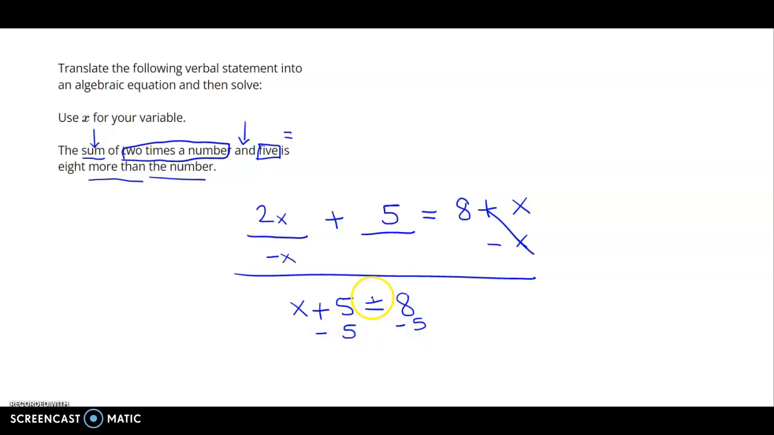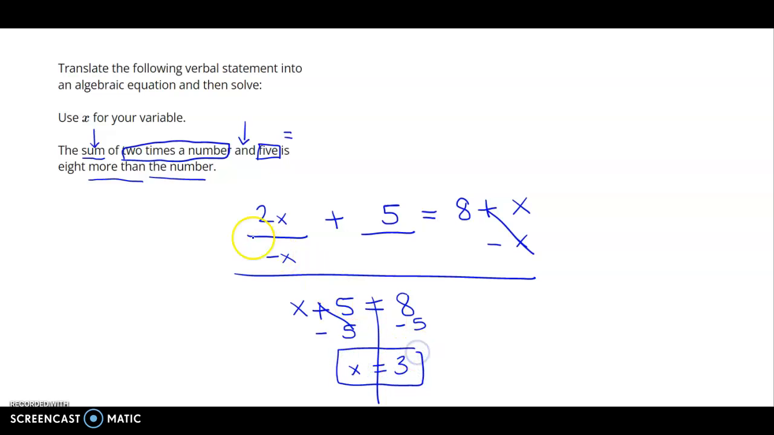If it helps, I know some people like to do the line down the equal sign so that you can kind of see, keep it balanced on each side of that equal sign. So those cancel. I get x equals 8 minus 5, or x equals 3 for our final answer.